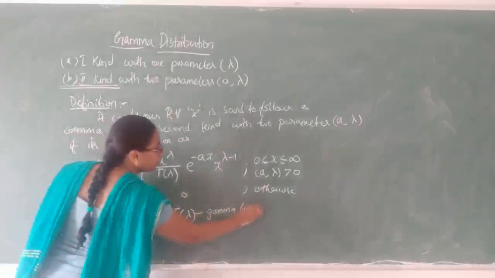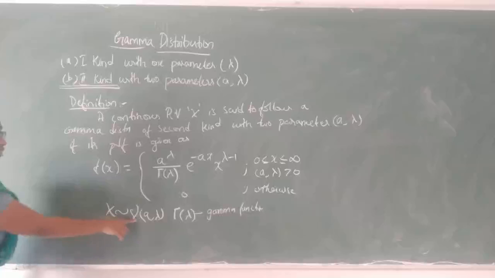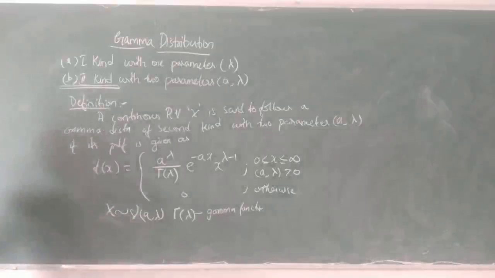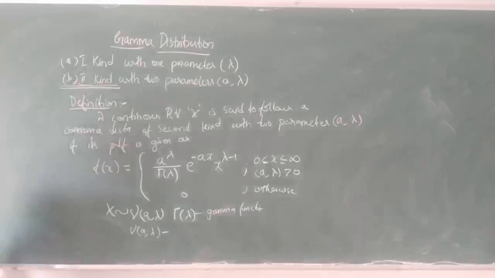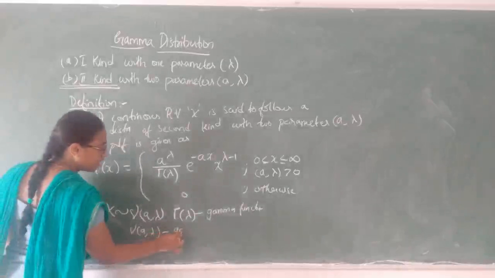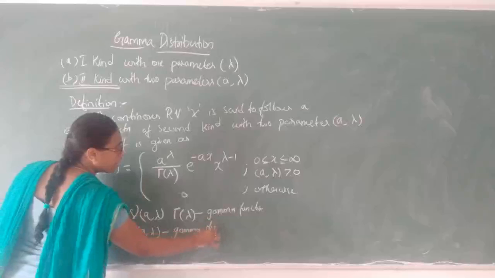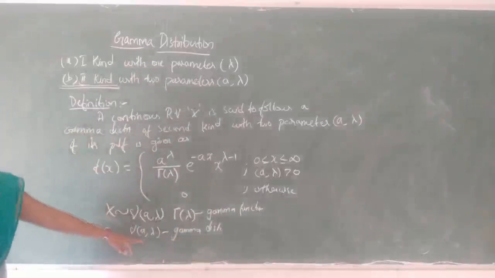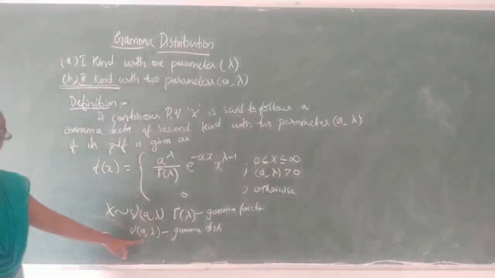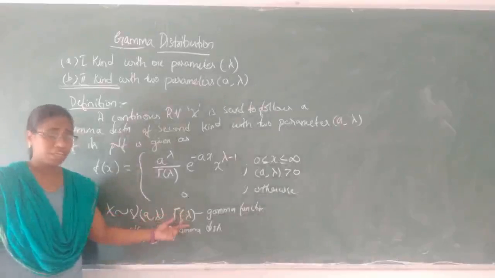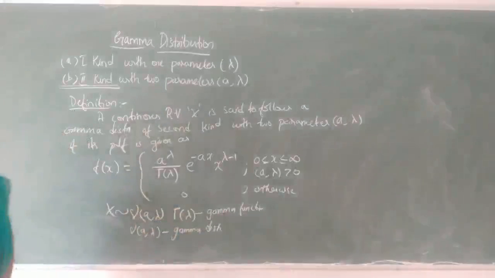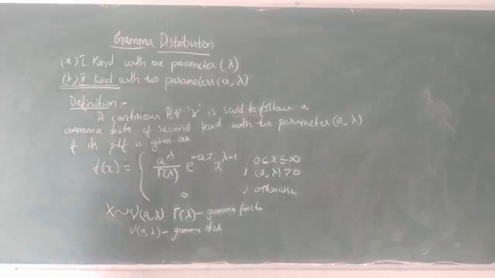Gamma function. And this value, gamma of a comma lambda, is called the gamma distribution. That means we are saying it follows a distribution with these parameters. And if we write gamma of lambda equals some constant, then it is called a gamma function. We know the value of gamma of lambda: lambda minus 1 into gamma of lambda minus 1.